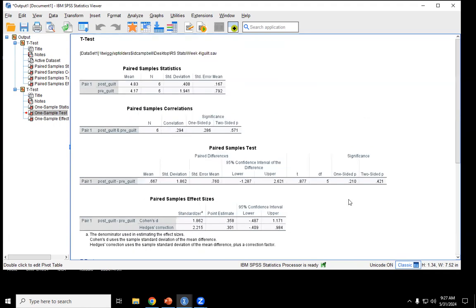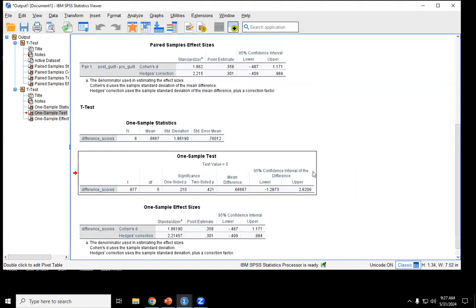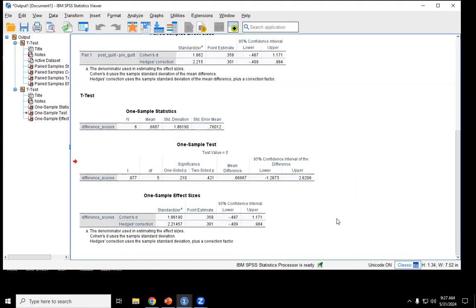So essentially, you can do either of these. It doesn't really matter which. They are conceptually equivalent, but just a little bit different in terms of how they're doing the underlying analysis. So those are the two different ways you can go about running a dependent samples t-test.